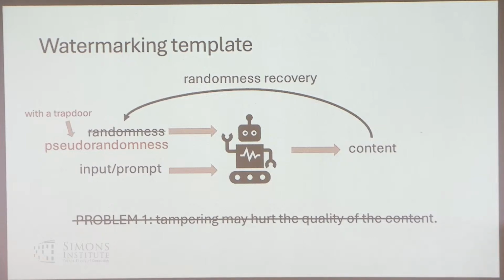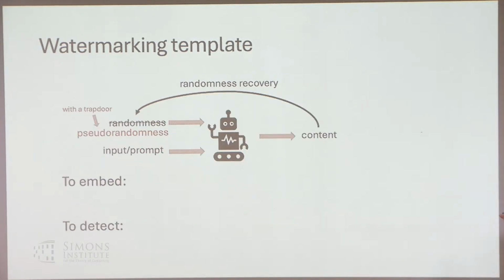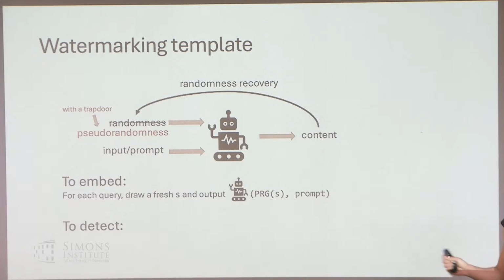So now we've achieved the quality guarantee that we want, but there's a secondary problem. Oh, sorry. First, I'll spell this out just a little bit more. To embed the watermark, importantly for each query, you're going to generate a fresh pseudorandom string. So we're not using the same pseudorandom string each time. It's very important for the pseudorandomness to be independent for each generation to avoid introducing correlations between responses.